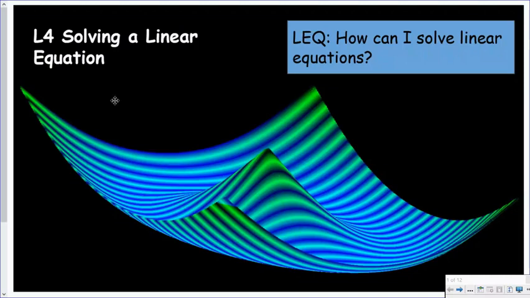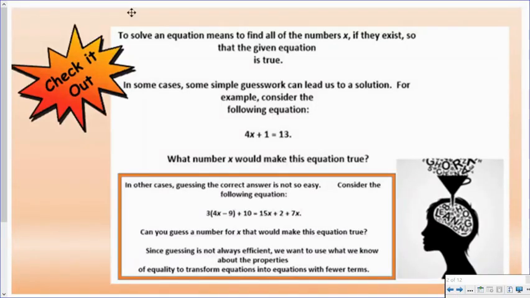Okay, lesson 4, solving a linear equation. The LEQ is: how can I solve linear equations? Okay, so let's check this out. To solve the equation means to find all the numbers x, if they exist, so that the given equation is true.